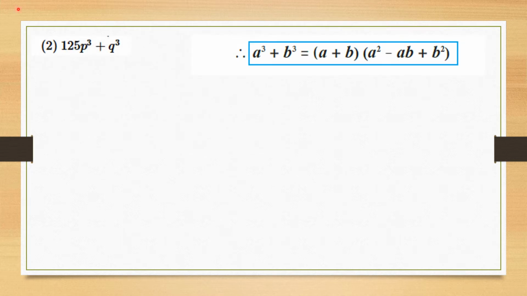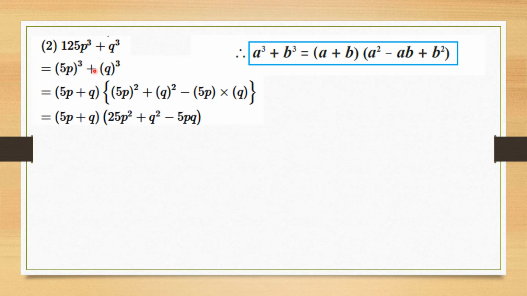Let us do the second sum of this exercise. The second sum is 125p cube plus q cube. Now here if you see, the cube of 5 is 125. So in place of 125, we'll write 5 cube. So this becomes 5p the whole bracket cube plus q cube.